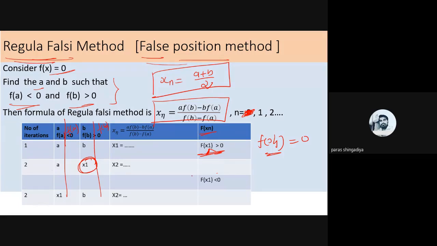Clear? And suppose it is negative, then x1 will be replaced in place of a, keeping b, and the formula will be x1 into f of b minus b into f of x1, divided by f of b minus f of x1. Okay, that is how to proceed to derive the answer. It is a similar form to the bisection method, but in place of a plus b by 2, we will use this formula: a into f of b minus b into f of a divided by f of b minus f of a. It's an easy formula, easy to remember, and the process is also similar.